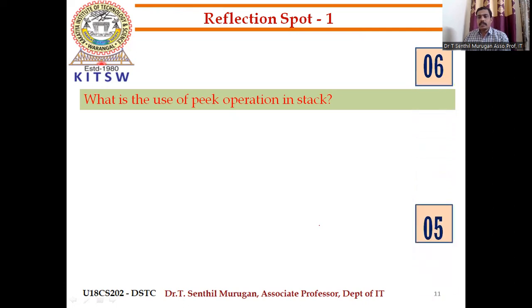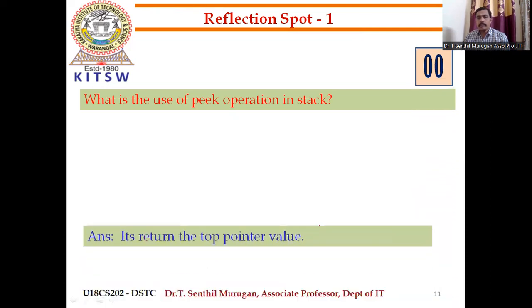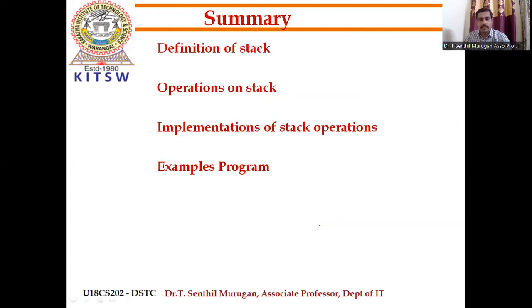So peak operation means we discussed about top. Top is the pointer. It is pointing to the top position. Okay. So whenever we are performing the peak operation, it will return the top pointer, where the top pointer is pointing to, that location it will return. Okay. That is the peak operation.